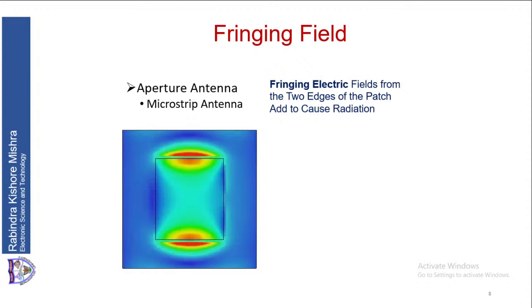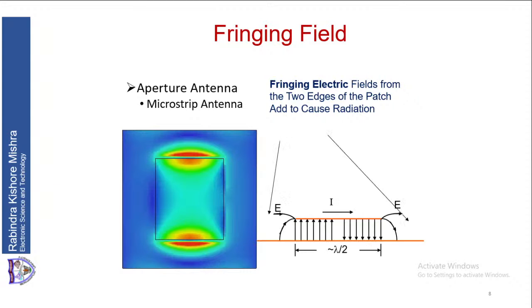Now, since it is extending beyond the patch, the reason I have told you already. You can see that the fields exist outside the patch also, not only within the patch, between the patch and the ground plane, it also exists outside the patch. The fields that are outside the patch are called the fringing fields, and the effect due to which it occurs is called the fringing field effect. The fringing electric fields at the two edges of the patch are the cause of radiation.